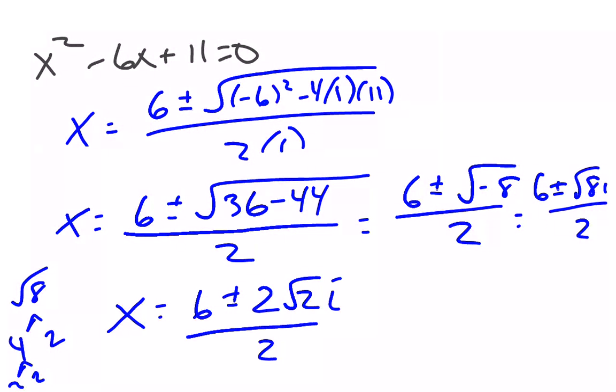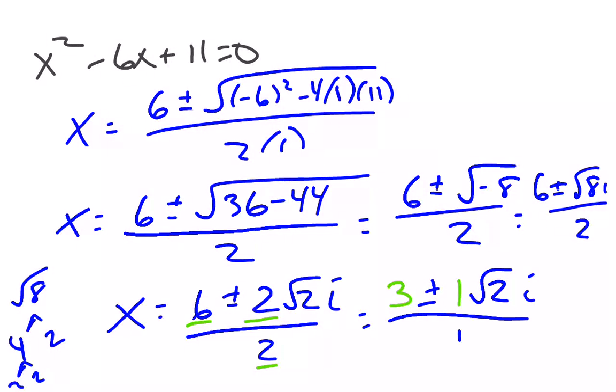And now I can see that 6, 2, and 2 are all divisible by 2. It's a lot of 2's in that sentence. So this will simplify once I divide by 2 to this over 1. And we can say that's the same thing as 3 plus or minus the square root of 2i.